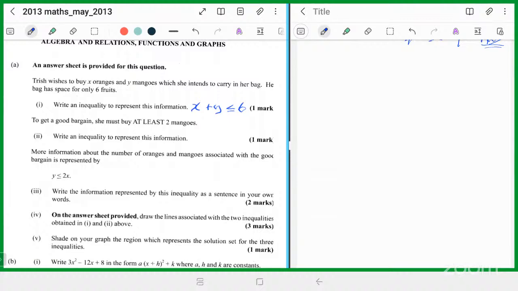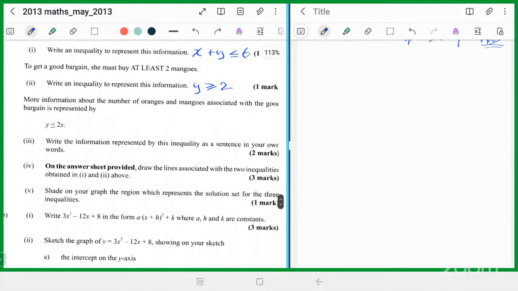It says to get a good bargain, she must buy at least 2 mangoes. The number of mangoes is y. It must be at least 2. This means 2 or more, so the second inequality is y is greater than or equal to 2. Next part says more information about the number of oranges and mangoes associated with the good bargain is represented by this inequality. I want you to write information representing this inequality in a sentence in your own words.